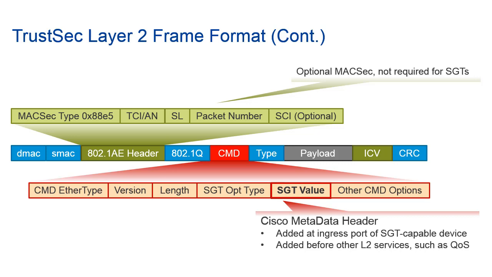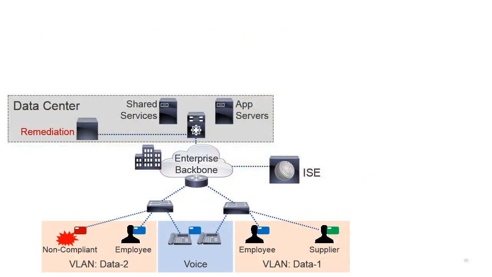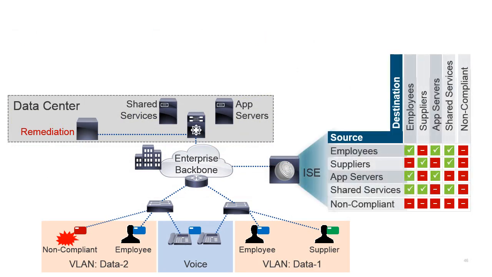The 802.1ae and Cisco metadata headers have minimal impact on frame size. Together, they only add about 40 bytes to the frame size, less than a baby giant frame. Here's a TrustSec deployment scenario. An administrator created a centralized policy matrix on Cisco ISE. Now, this policy is automatically downloaded to NADs in the form of SG-ACLs, which control access based on SGTs. This simplifies security policy management.